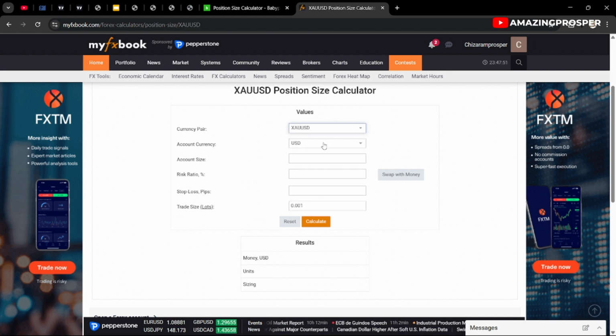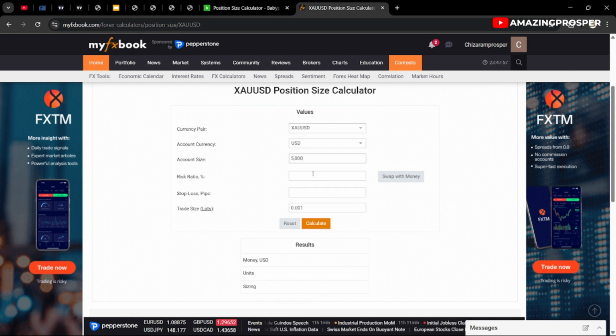This is it over here. So you select the amount, you select the account size, $5,000. So you go on ratio. How many percent do you want to risk? 2%. Stop loss, let's say 40 pips stop loss, and then you remove this.